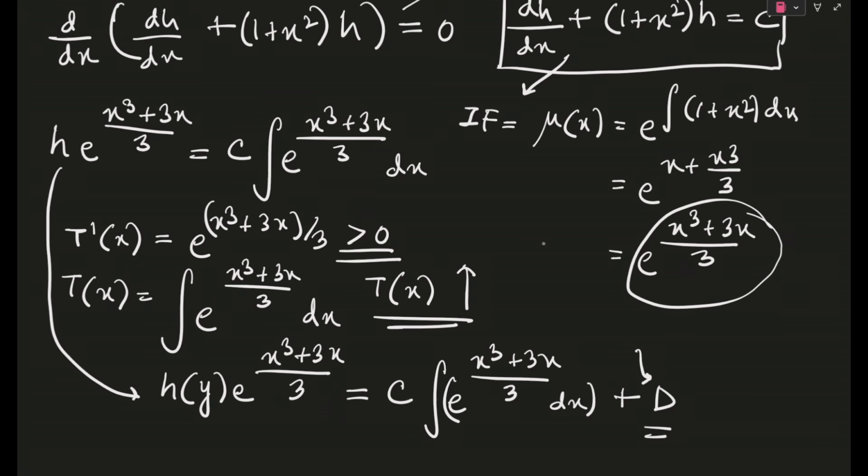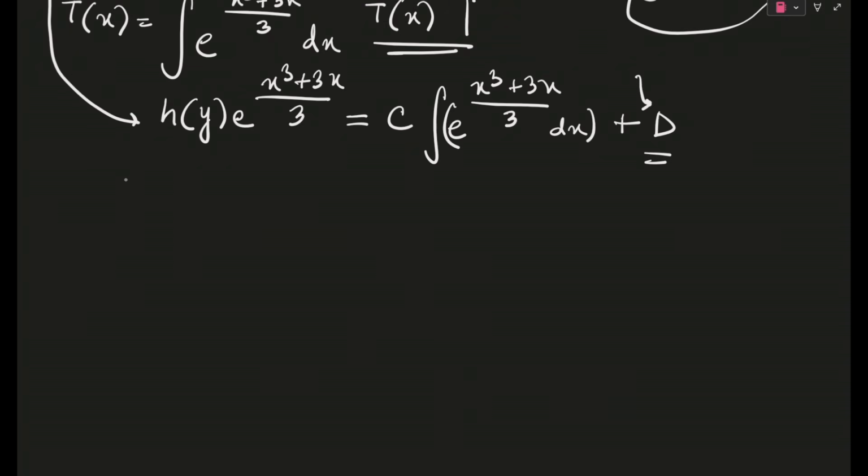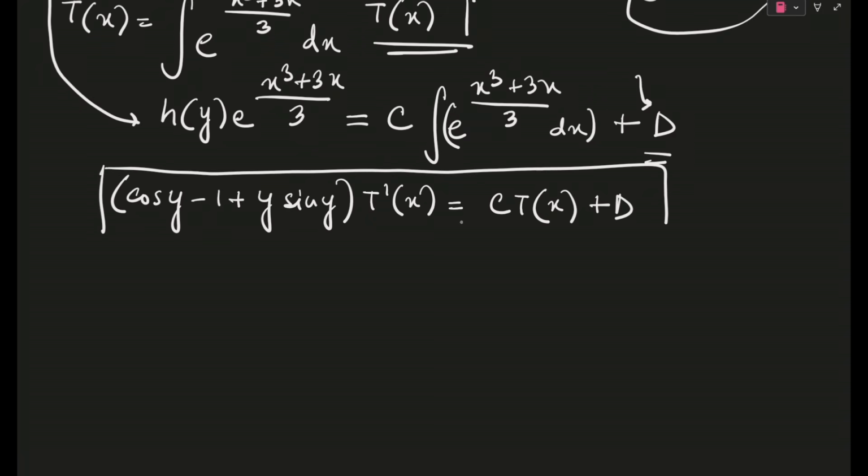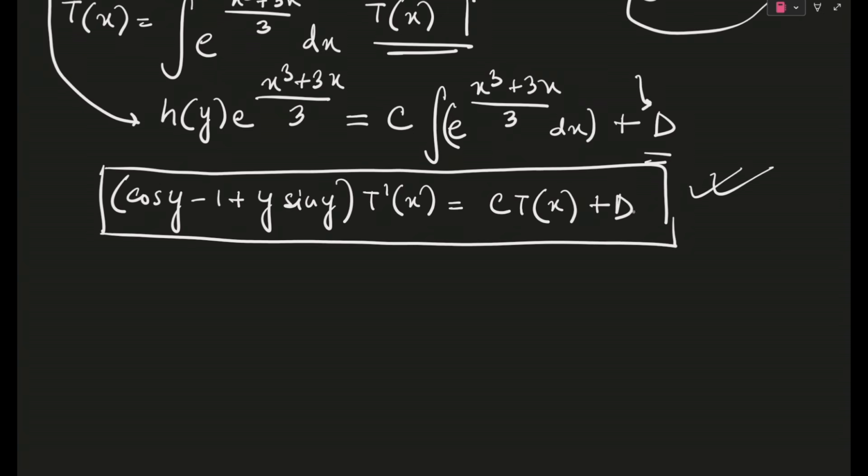So guys, we can now substitute our t dash x and the final h of y which we took in the beginning. So the final differential equation would look something like this. It would be cosine y minus 1 plus y times sine y times t dash x. This thing would be equal to c times t of x plus d. This is the solution to your big differential equation. So now I guess we are in a good position to go into the options. So let's see what they have given us in the options.